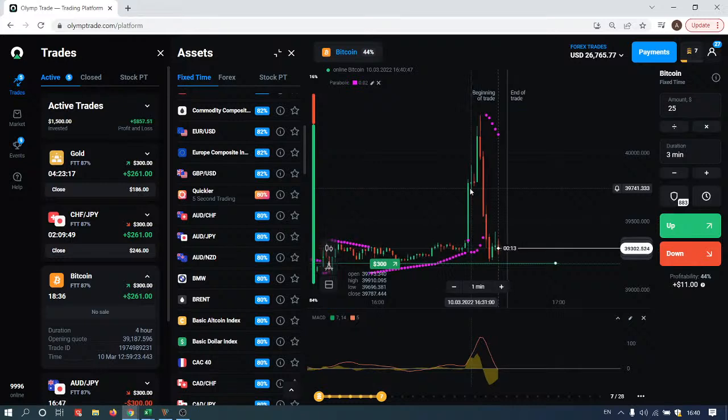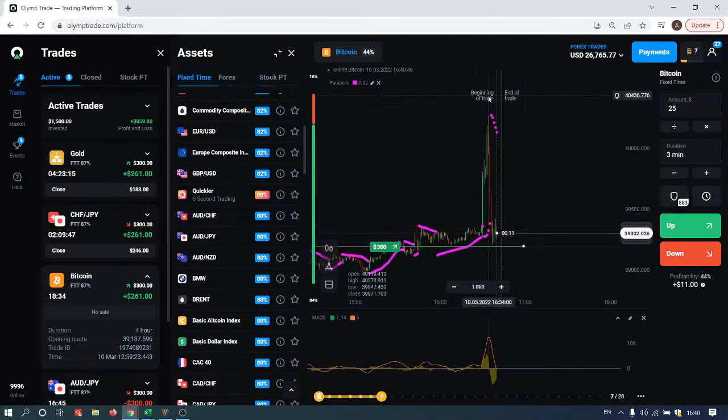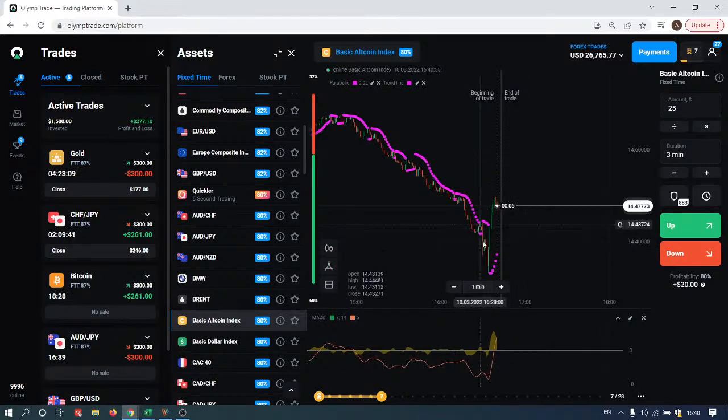Bitcoin, all right. Ooh. Made a push for 40,000 and then dropped back. So it was reflected in basic altcoin index.